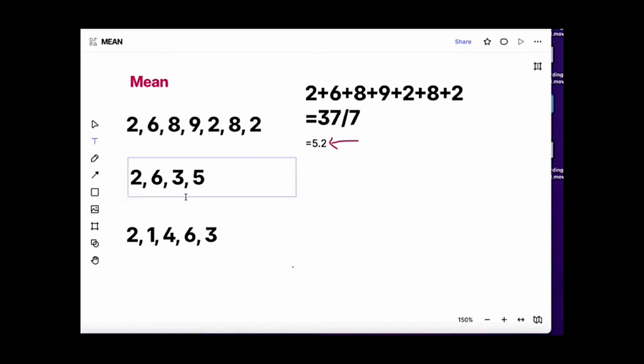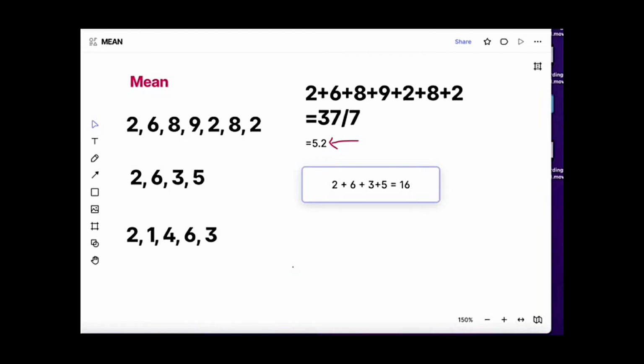Okay, so let's get the mean for this one right here. So we have to add them. 2 plus 6 plus 3 plus 5. So what do we got there? We've got 2 plus 6 plus 3 plus 5. We have a total of 16.